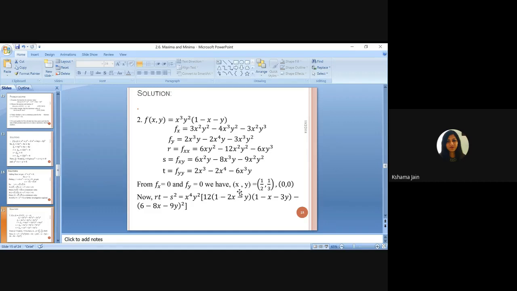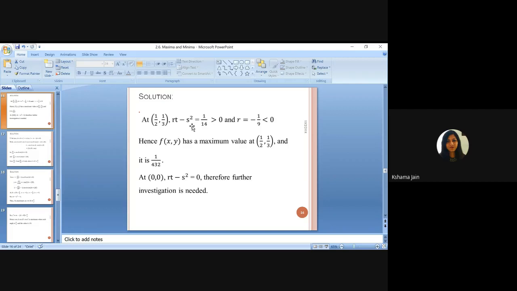They got xy equal to two pairs: 1 by 2, 1 by 3 and 0, 0. And rt minus s square was this after multiplying. So first we will check these points, 1 by 2, 1 by 3. Here rt minus s square was greater than 0, so definitely a maximum or minimum is lying. After that we will check the r value. R value is less than 0. Less than 0 means a maximum is there. So it has a maximum value at this point. And at 0, 0 it came equal to 0, so further investigation is required. So this is the whole concept.